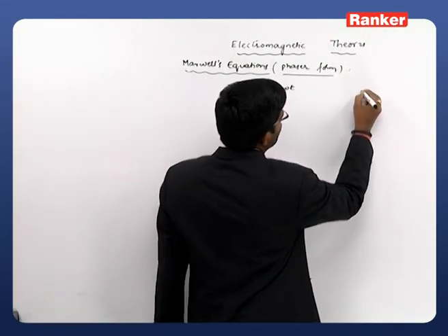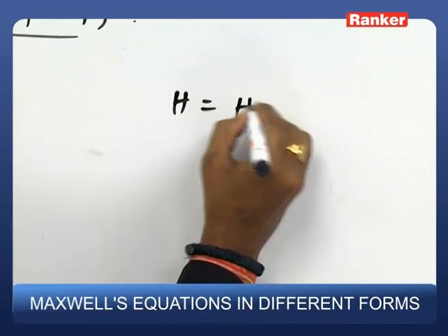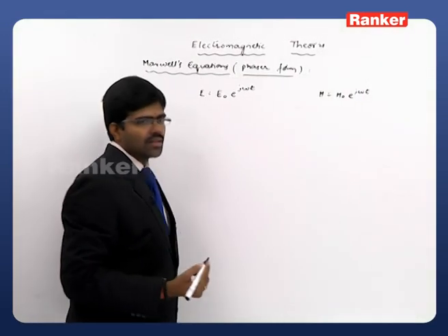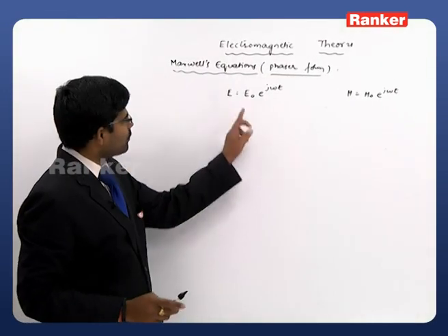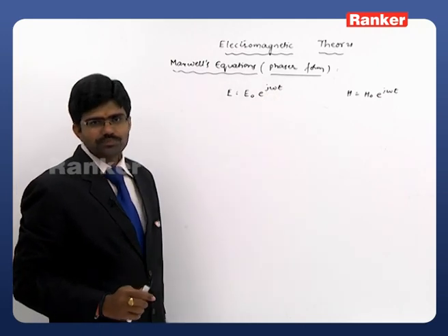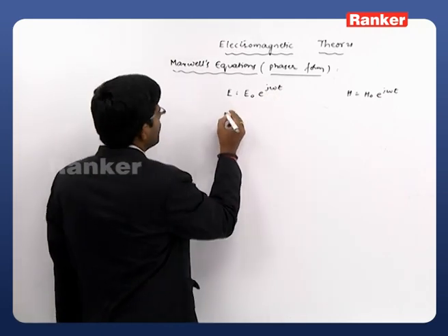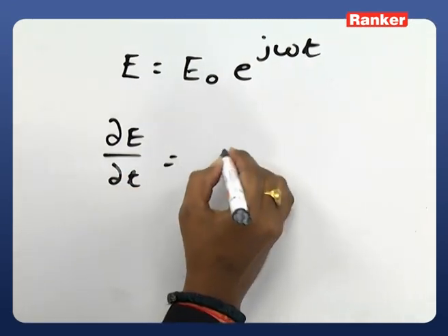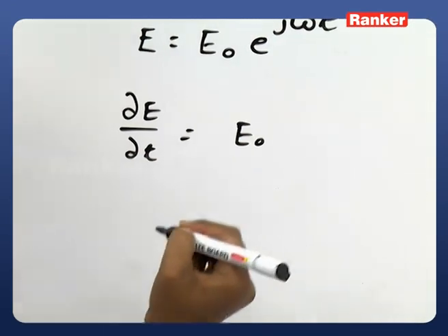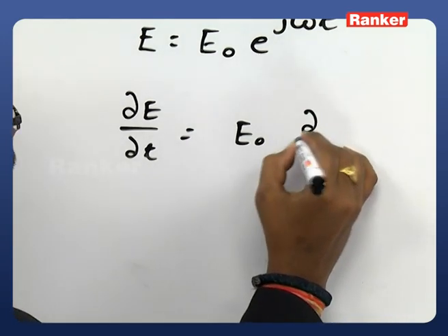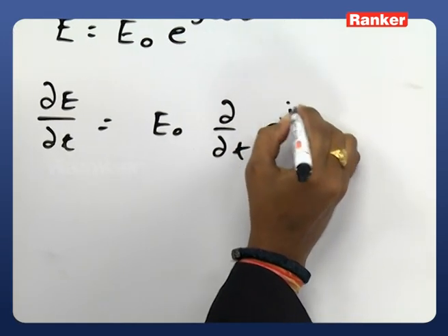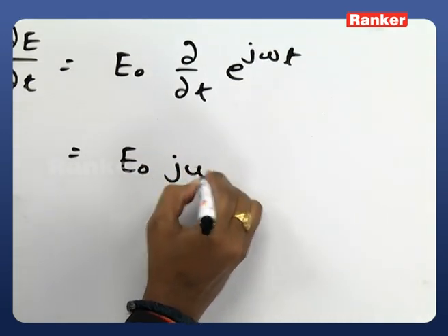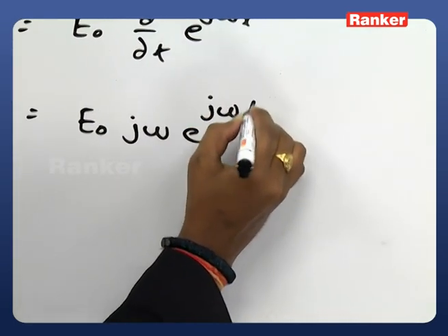In the same way, the magnetic field H equals H naught e power j omega t, where E naught and H naught are the magnitudes of electric field intensity at time t equals 0. Right. So differentiate them with respect to time. So dou E by dou t equals, E naught is a fixed constant, so dou by dou t of e power j omega t, which equals E naught j omega e power j omega t.